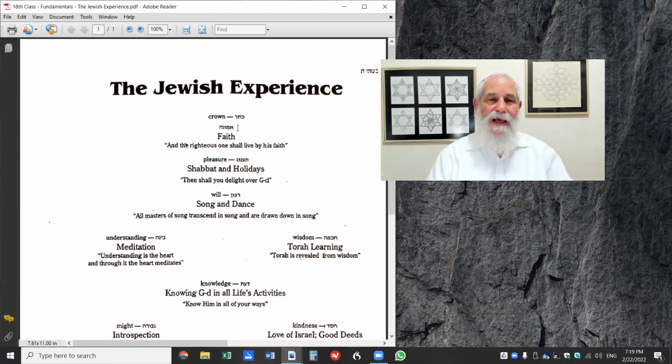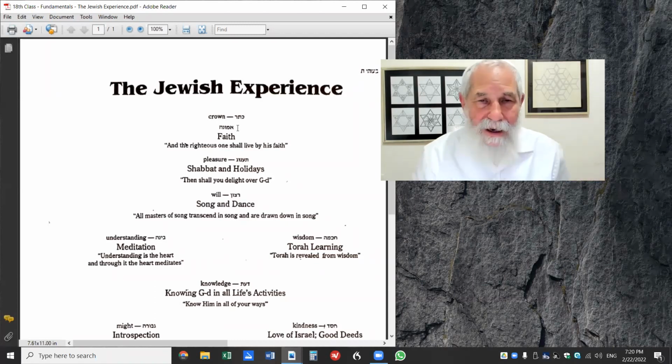So each one of these has a verse. And here in English, it's, and the righteous one shall live by his faith. Tzadik be'emunato yichiyah. The righteous one will live by his faith. All Jewish life is dependent on faith. And here, it's the idea of learning about faith. And faith incorporates everything. In other words, everything we're going to learn about has an aspect of faith to it.